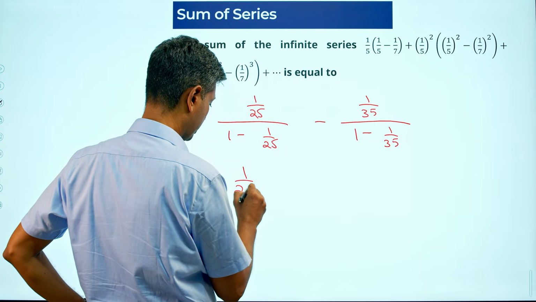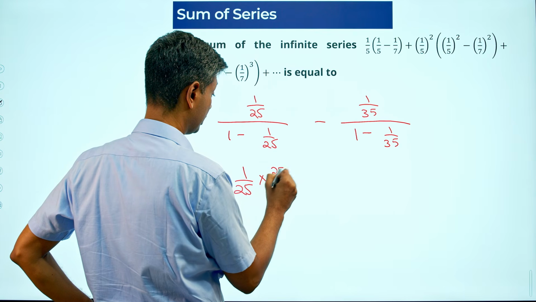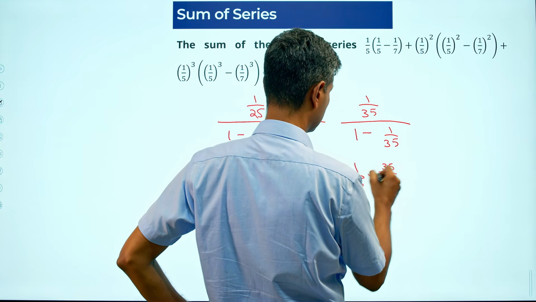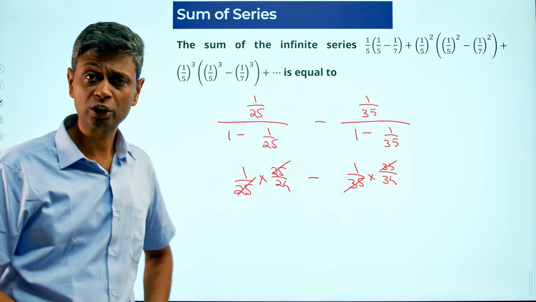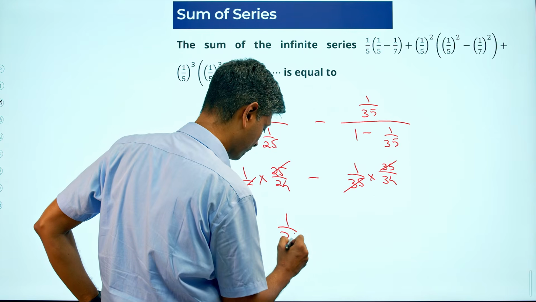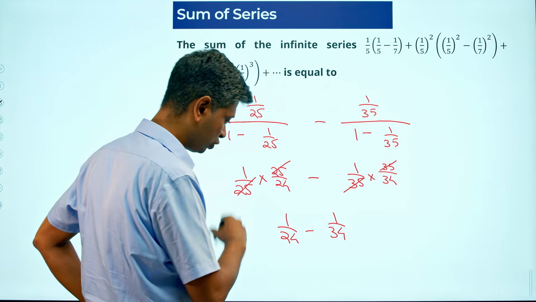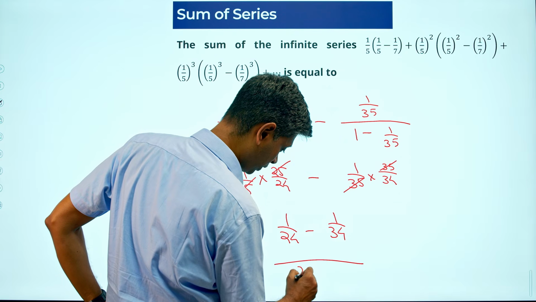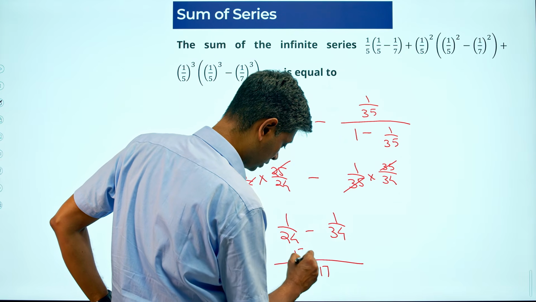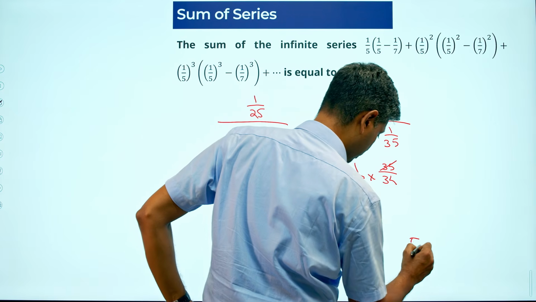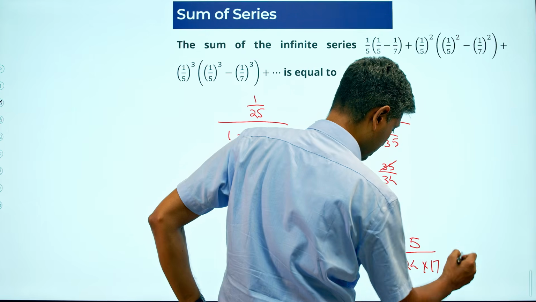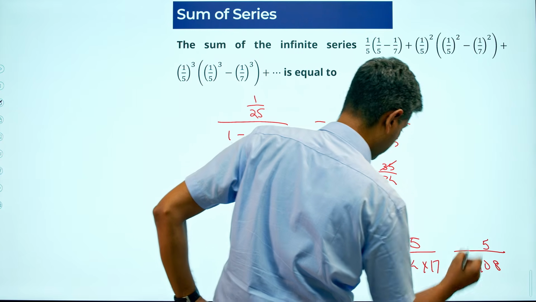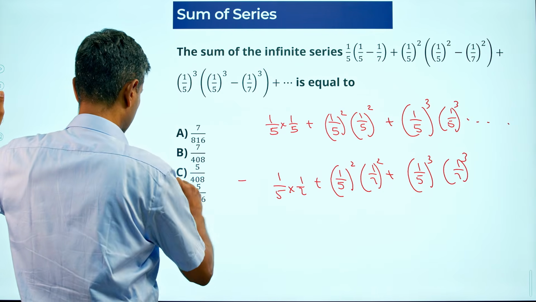This is 1/25 by 24/25, into 25/24, minus 1/35 into 35/34. 1/24 minus 1/34. Nice. It's 2 into 17, it's 2 into 12, 2 into 12 into 17. LCM should be 24 into 17, 17 minus 12, 5/(24 × 17). 17 4s are 68, so 5/408. Hopefully that's there among our choices. Yes, it is there. Done.